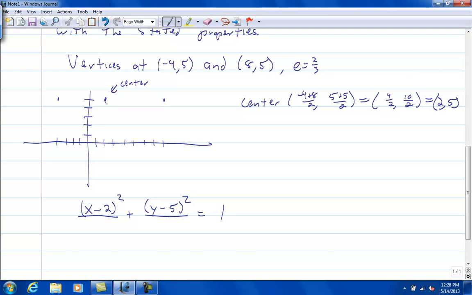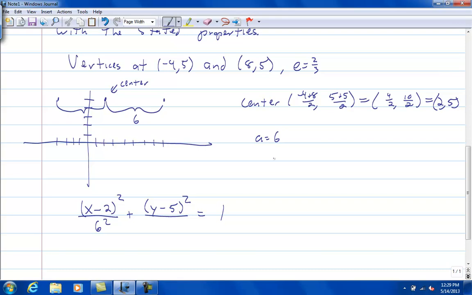Now the next question is how far is it from the center to that vertex? It would be the same either way we go. And that's 5. No, it's not. It's 6. So that means A equals 6. So I'll put a 6 squared down there.